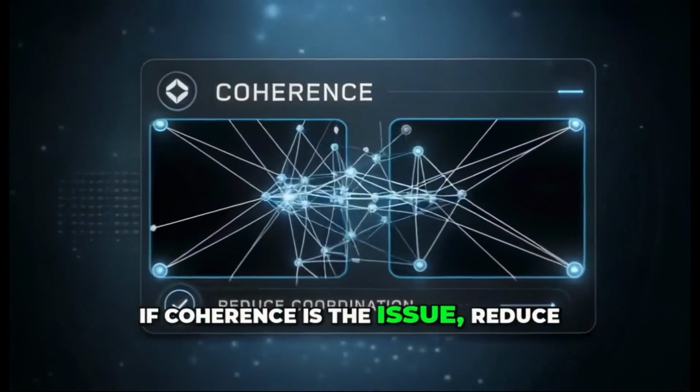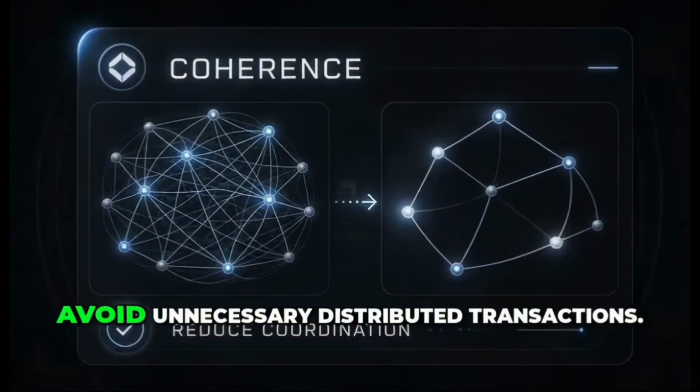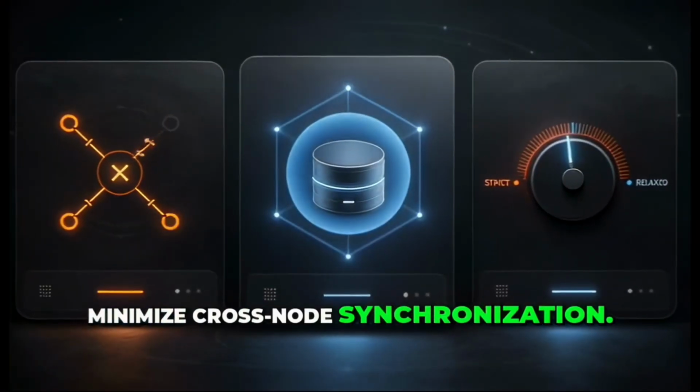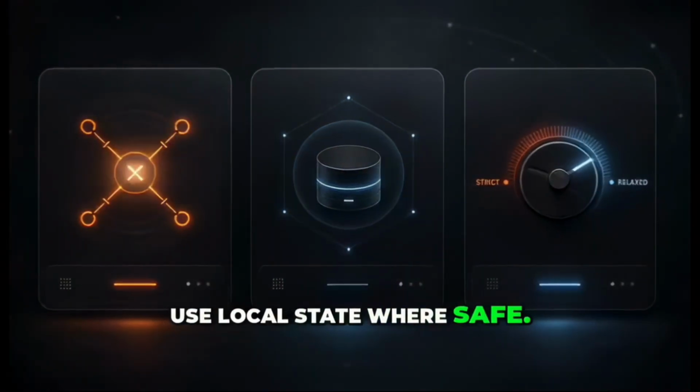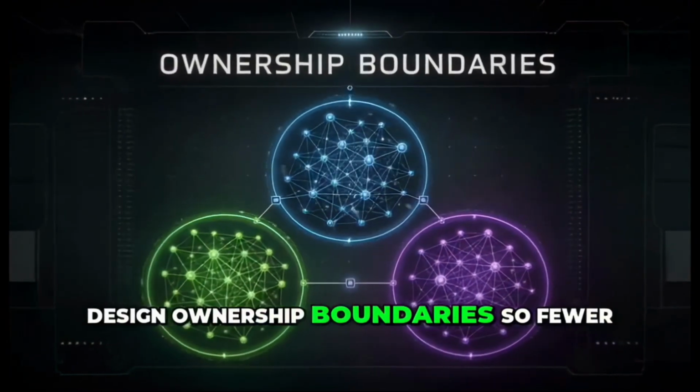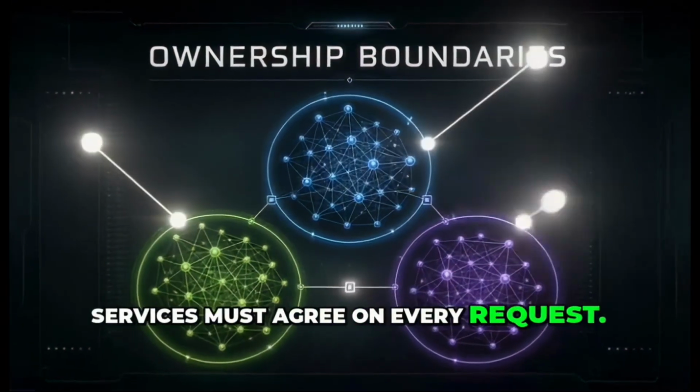If coherence is the issue, reduce coordination. Avoid unnecessary distributed transactions. Minimize cross-node synchronization. Use local state where safe. Relax consistency when the business allows it. Design ownership boundaries so fewer services must agree on every request.